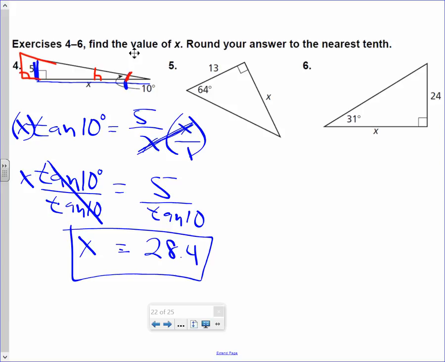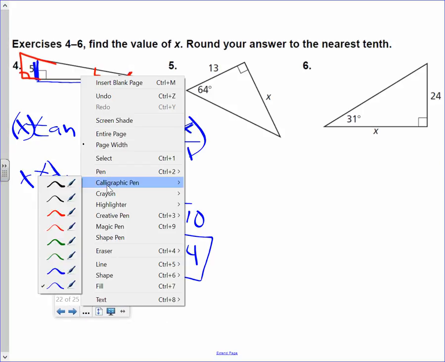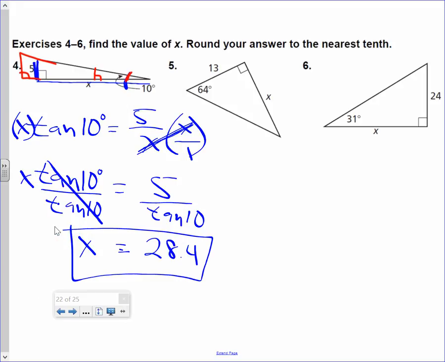Let's try number 5. I'll use red. All right, so we have x. We have a 64-degree angle now. The side opposite to 64 is x. The side adjacent is 13. Let's write out the equation now. Tangent 64 degrees equals opposite to 64 is x. Adjacent is 13.